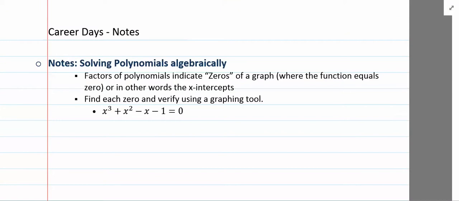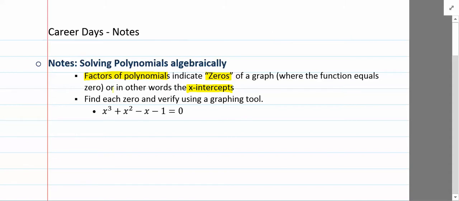Now to switch gears a little bit and look at this a little bit more algebraically rather than a real-world example, let's add these to our notes, and this will be helpful for you to complete the assignment for the career days this week. When we solve polynomials algebraically, we have to remember that factors of polynomials indicate zeros of a graph. And that means where the function equals 0, or in other words, where the graph crosses the x-axis, or where we have x-intercepts. That's what we just showed in that last example with the endangered species, where that graph crossed the x-axis is what we would call a 0.